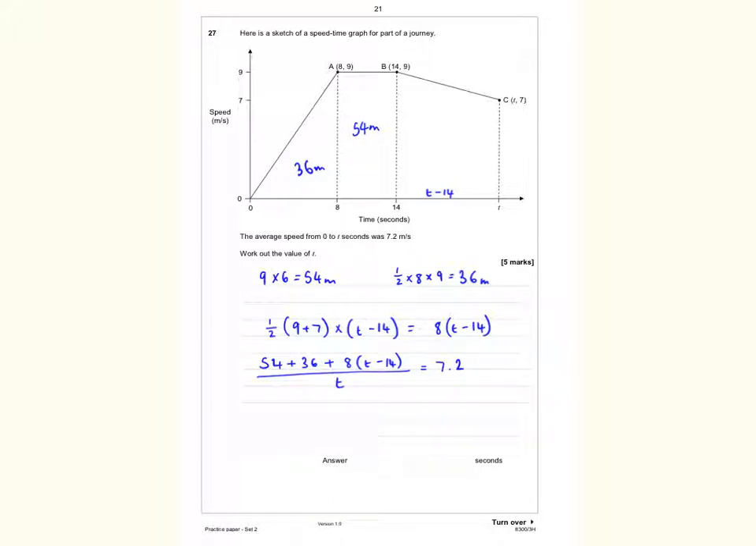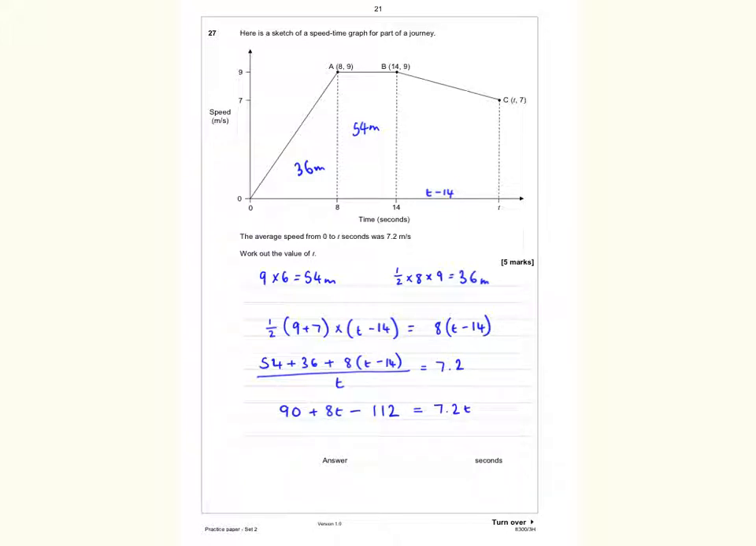So times both sides by t, and I'm also going to multiply out this bracket. I'm also going to do 54 add 36, that's 90. 90, add 8t, take away 8 times 14, that's 80, 80 and 32, so that's going to be 112. And if I multiply this side by t, I lose the fraction, and I have 7.2 times t on that side. So here I'm going to get 7.2t.